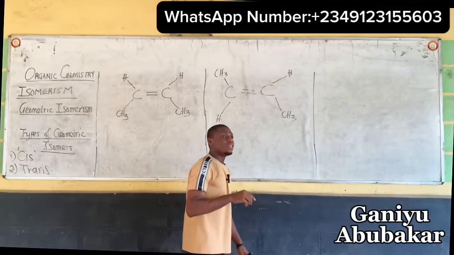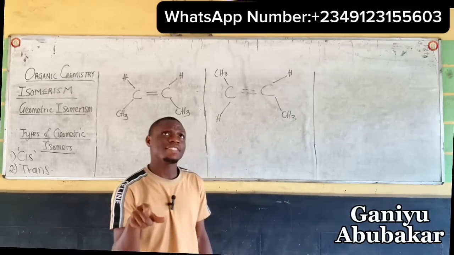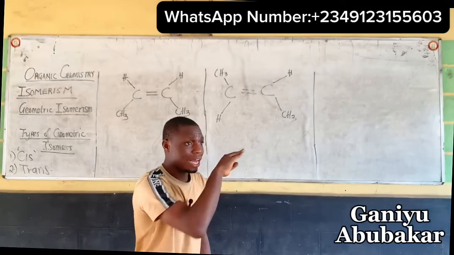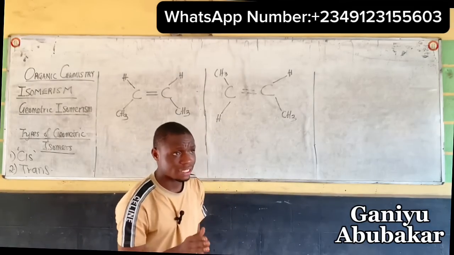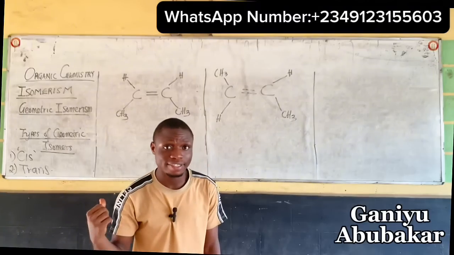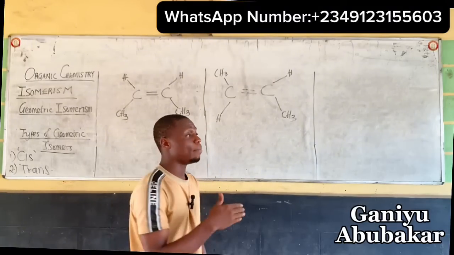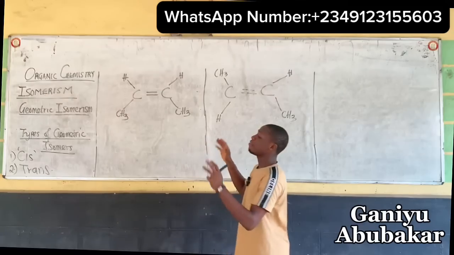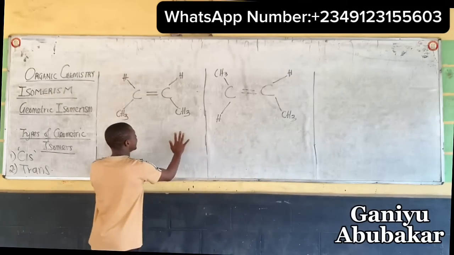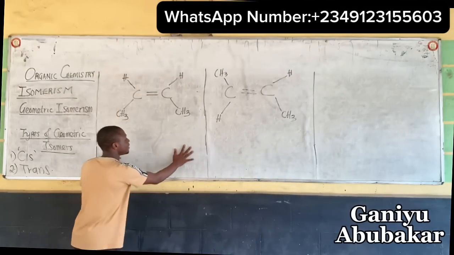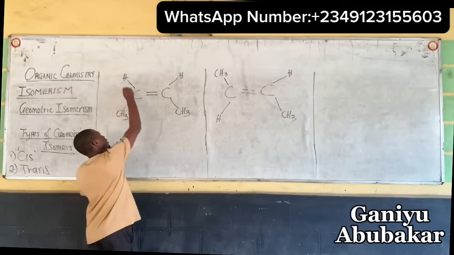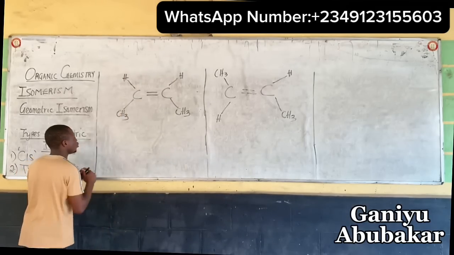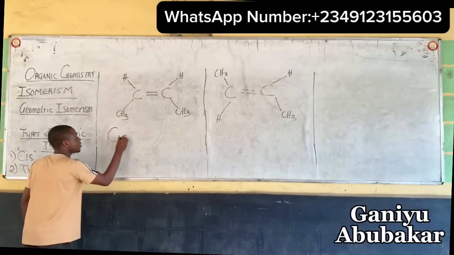To identify cis, watch out for your hydrogen. Are they placed diagonally or horizontally? If they are placed horizontally, that is the cis system. If they are placed diagonally, it's a trans system. Now we have clarified that this one here is a cis system. Why is it cis? Because the hydrogen are placed horizontally. That's the first case. This compound is called cis.